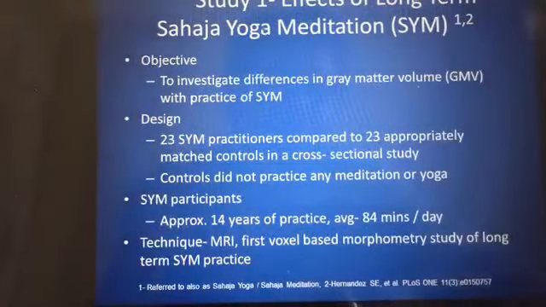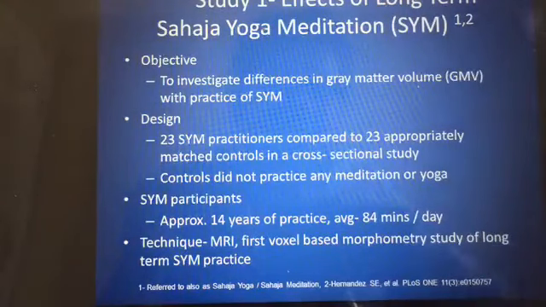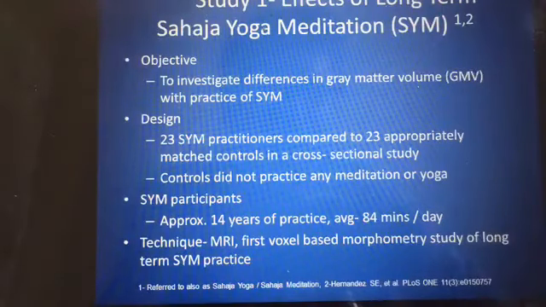So the first study was designed to look at the effects of long-term Sahaja Yoga meditation, and the objective was to investigate the differences in the grey matter volume. Presumably we still remember what we tried to go through about 10 minutes ago as to what is grey matter. So the idea was to investigate the difference in grey matter volume.